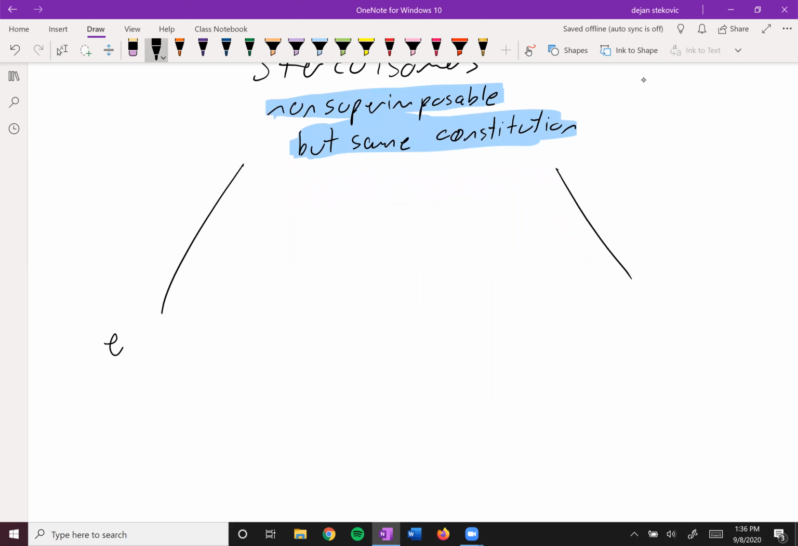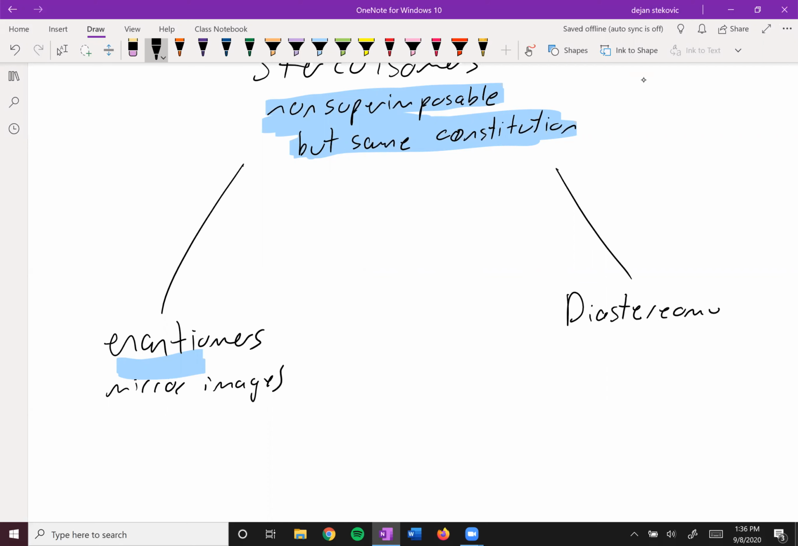One, we could be enantiomers, which is what we've been discussing, and these are mirror images, right? But they still have all these qualifiers before them as well, right? They're non-superimposable, same constitution, mirror images. But we can have stereoisomers that are non-superimposable but are not mirror images. Those are called diastereomers, right? So these are not mirror images. Right. And of course, all the qualifiers go for this one as well.